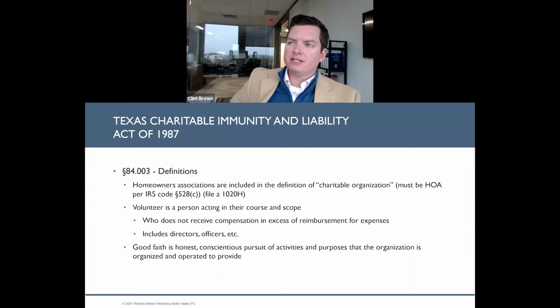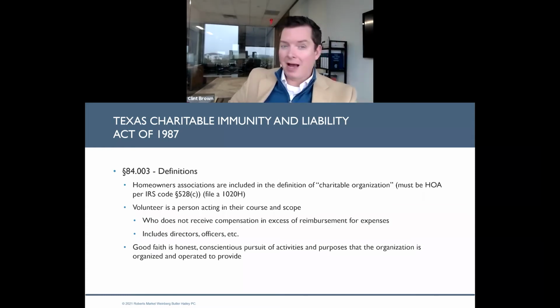All right, so definitions: a homeowners association or a POA are included in the definition of charitable organization. A volunteer is acting in their course and scope. They cannot receive compensation in excess of reimbursement for expenses. So that's why it's so important that you as a volunteer do not get paid. Because if you get paid, you do not get to enjoy the bubble of protection. No bubble for you.